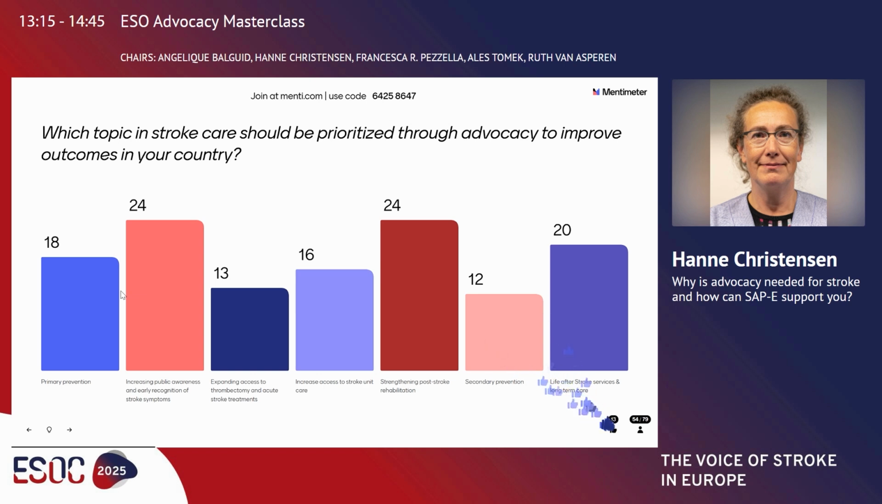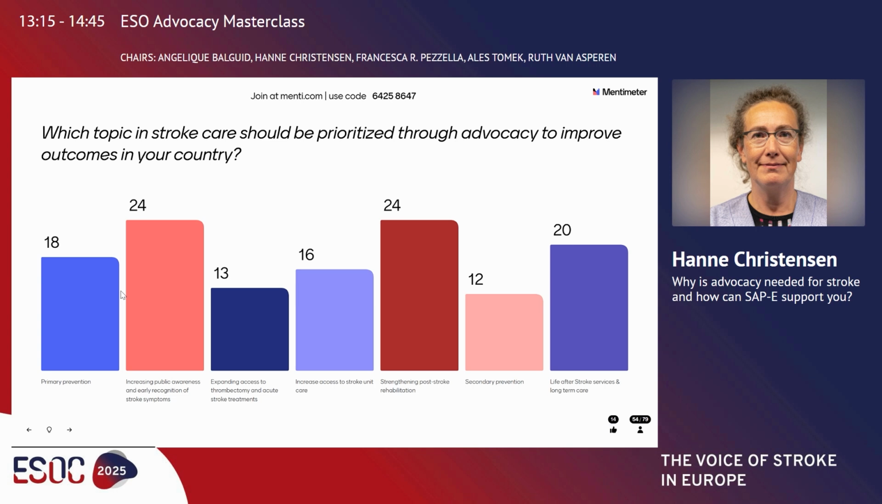I think it's very interesting because what we can see is that increasing public awareness and early recognition of stroke symptoms, so activating the chain of life, so activating the acute phase and all the interventions related to the acute phase is one of the poles. And then we have strengthening post-stroke rehabilitation. They are all important, as I was saying, but it's important also for us to know what we can pragmatically do things about, so where we can intervene. And we have also life after stroke, of course, which comes after the other two points.